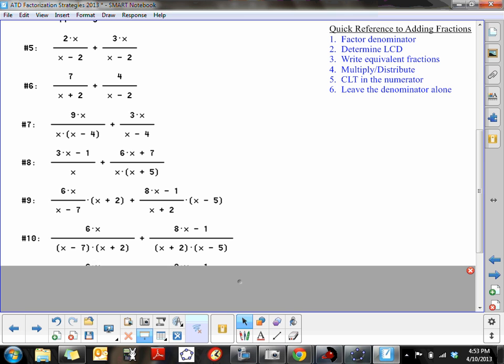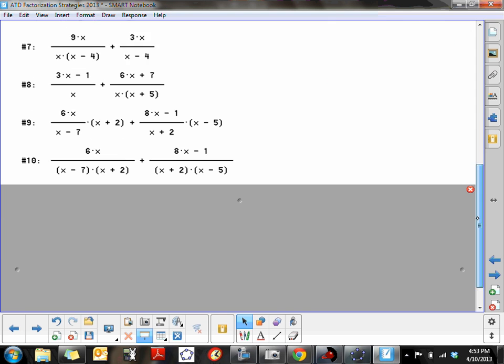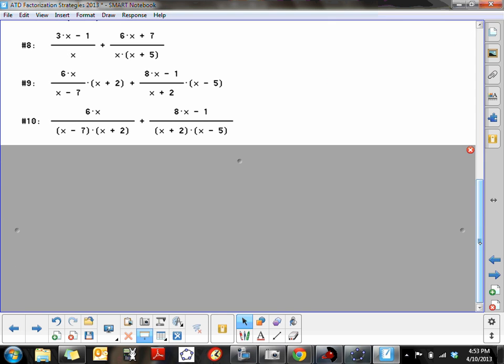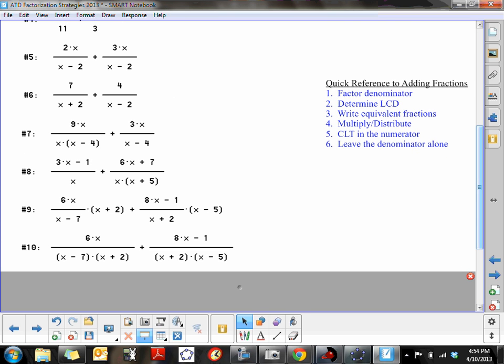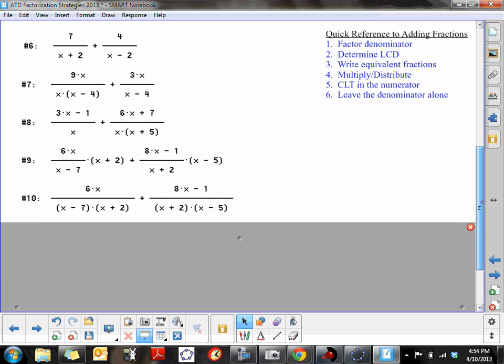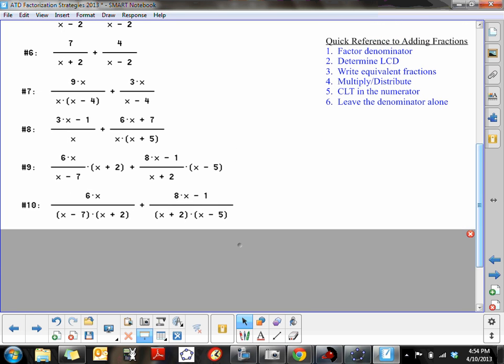We're going to skip number 9 because it didn't get in there quite the way I wanted it, so we're going to go to 10. For number 10, we want to make sure our denominators are already completely factored. In this example they already are factored, so we get that taken care of. Our x minus 7 and x plus 2, and x plus 2 and x minus 5, are already completely factored.